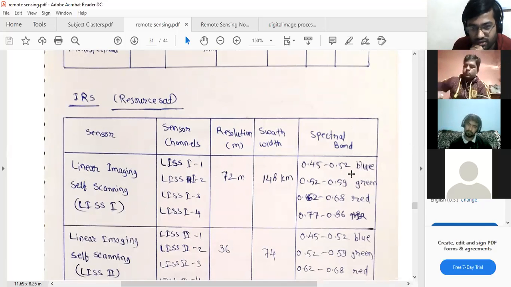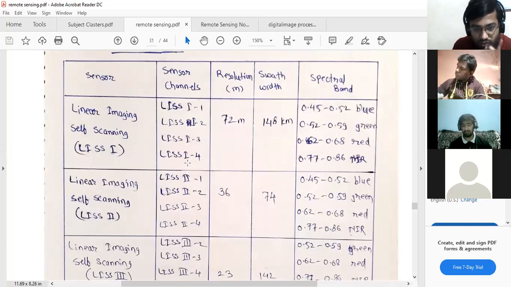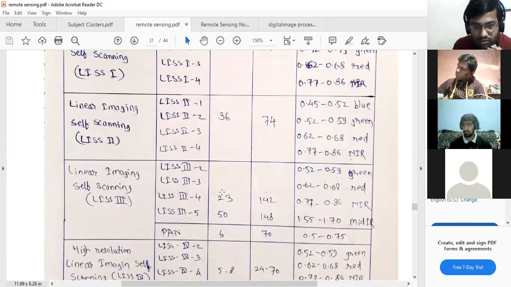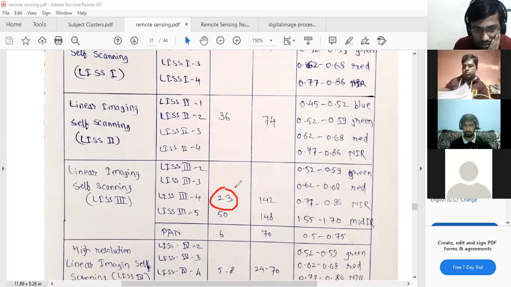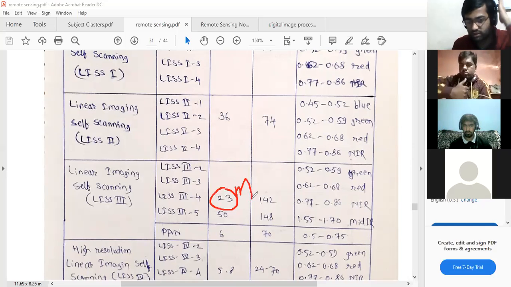Okay, and here we have the wavelength or spectral band. Clear? Once they asked the resolution of LISS-3. We have one objective question: what is the resolution of LISS-3? That is 23 meter. In the options, only 23 is given, with some other options.